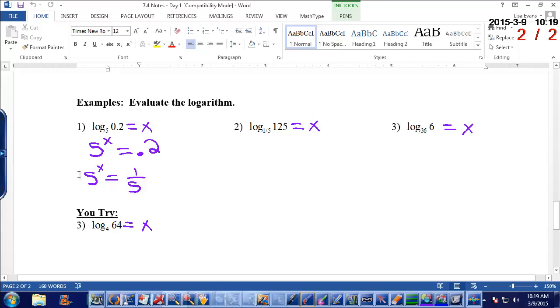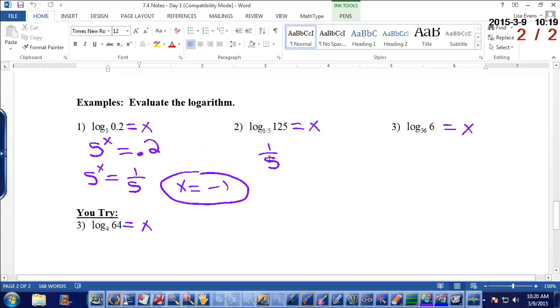So what happens here? Our 5 moved to the bottom, so we definitely know our exponent has to be negative. And 5 to what gives me 5? Just to the first. See if it makes sense. Does 5 to the negative 1 equal 1/5? Yes. Okay, let's try this problem.